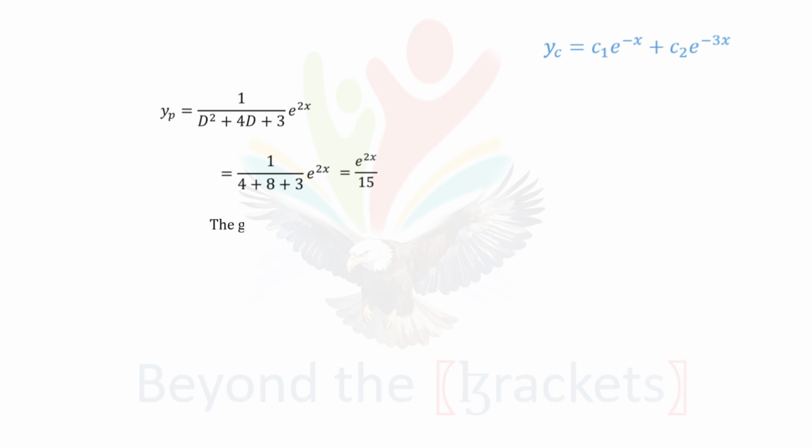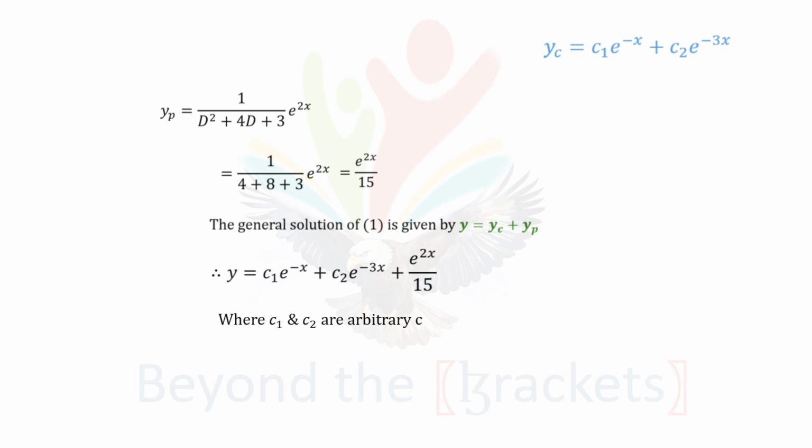The general solution of equation 1 is given by y is equal to complementary function plus particular integral. Substitute the values of complementary function and particular integral. We obtain y is equal to c1 e power minus x plus c2 e power minus 3x plus e power 2x by 15, where c1 and c2 are arbitrary constants.